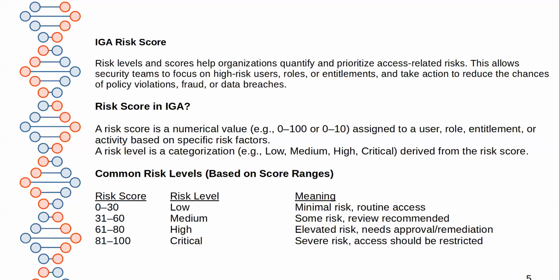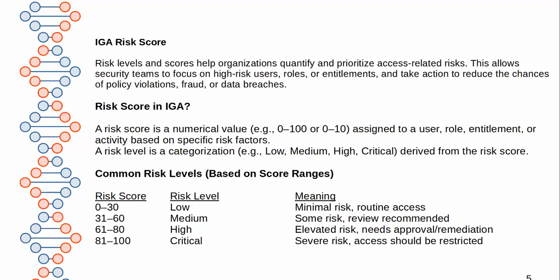If the risk score is above 30 and up to 60, you can classify that as a medium risk level. You can mention that there could be some risk or that a review is recommended. Something beyond 61 and lesser than 80, you can classify as a high risk activity. It means it is an elevated risk, needs approval and remediation.